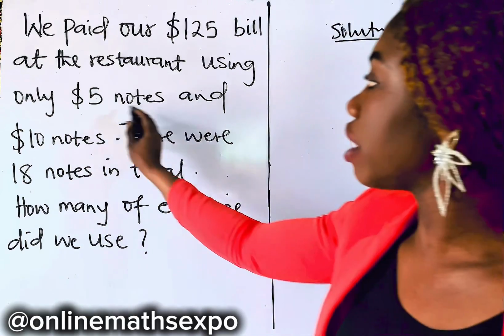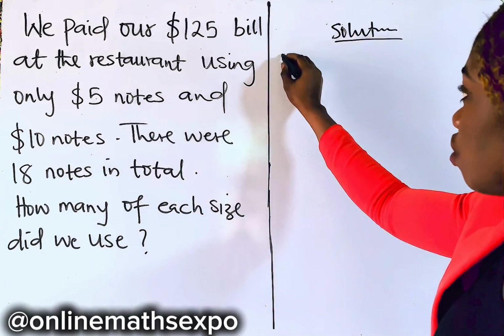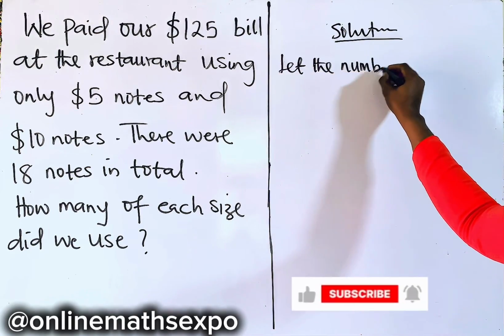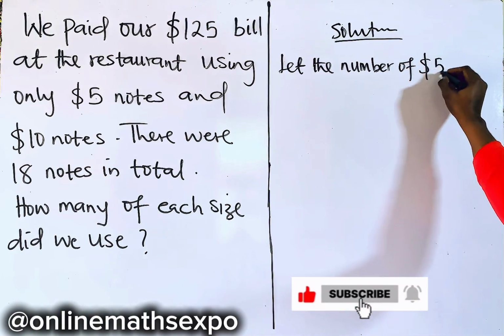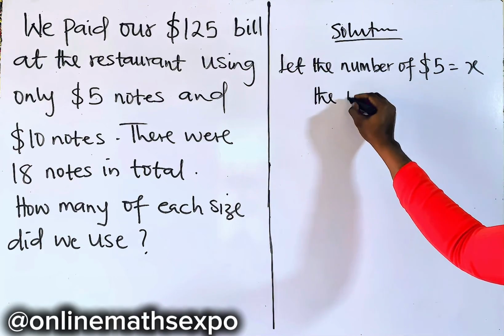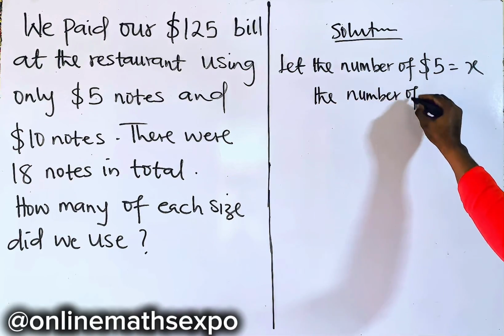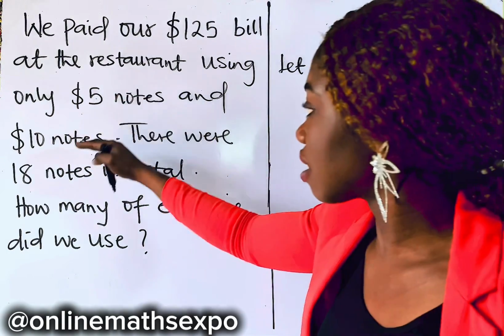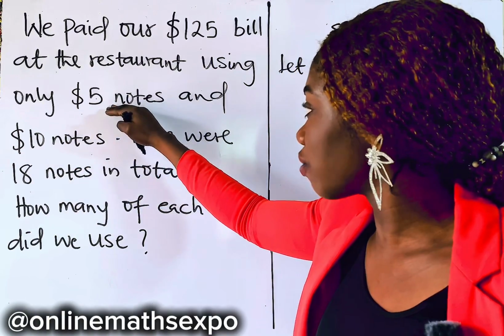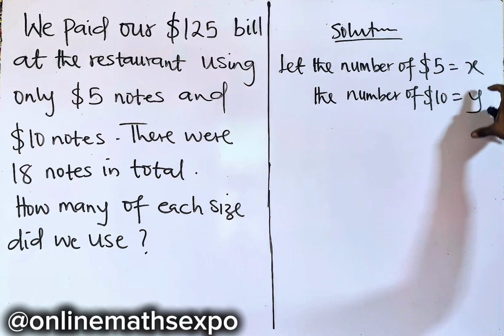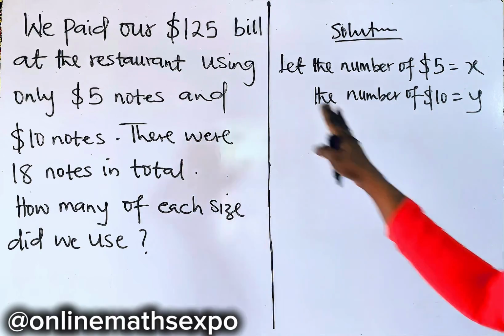Now, since we don't know how many $5 notes we use, we can use X to represent it. So let the number of $5 notes be equal to X. And if that is true, we're also going to let the number of $10 notes be equal to Y. These are different notes, and the number of the 5 and the 10 may or may not be the same. So to be on a safer side, let's use different variables for them.